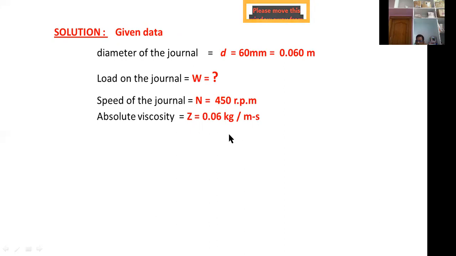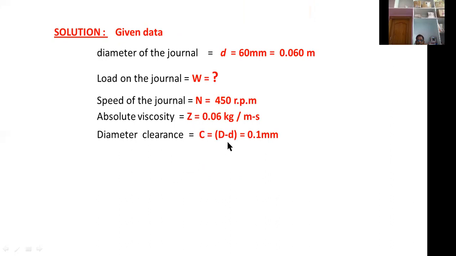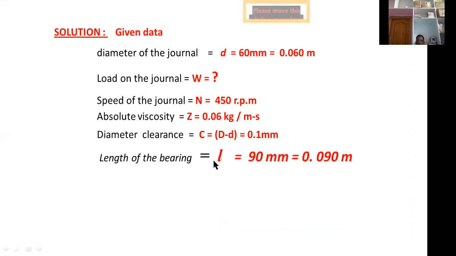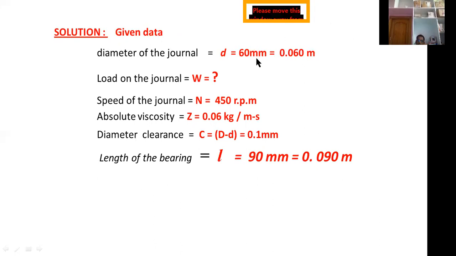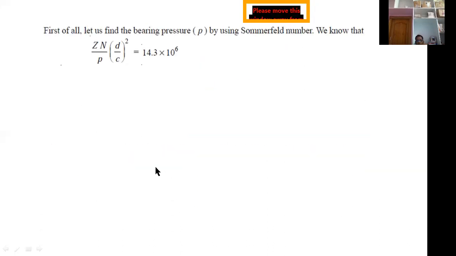And diameter clearance is also given, that is capital C. Capital C equal to capital D minus small d equal to 0.1 mm. And the length of the bearing is also given, that is L equal to 90 mm. By using these details, you have to find the value of W. These are the given data. Now, first of all, you have to know the value of bearing pressure, capital P.